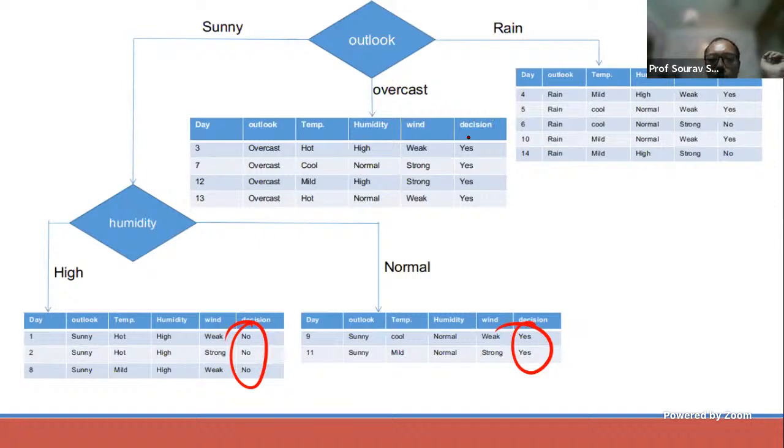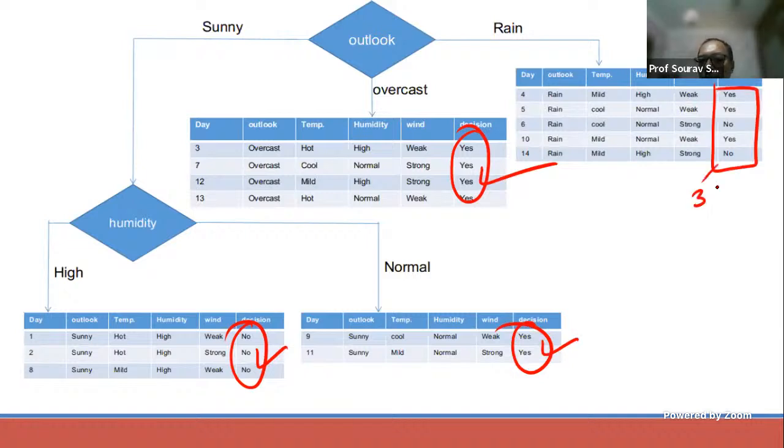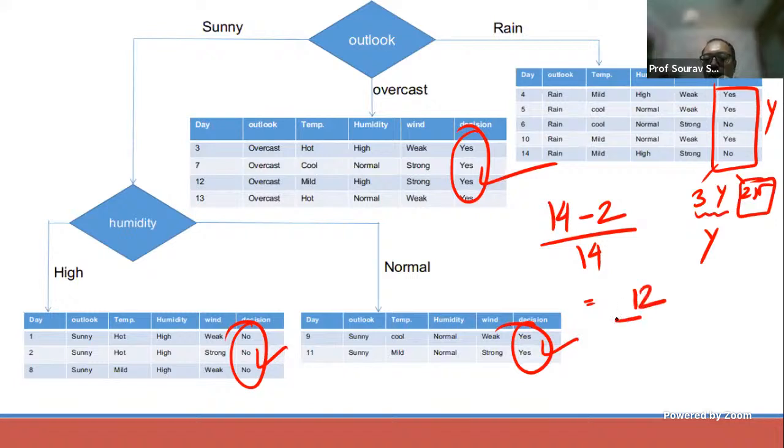How? Here you see 5 records, all 5 correctly identified. 3 records, all 3 will be correctly identified. 2 records, all these 2 will be correctly identified. But out here, I have 3 yes and 2 no. If I have to take a decision based on this particular node, I'll go by the majority and it will be yes. So if I give the label yes for this node, these 2 no will be misclassified. So from 14 records, 2 misclassifications divided by the total number of records: 12 by 14 is the accuracy of this configuration at this point in time.